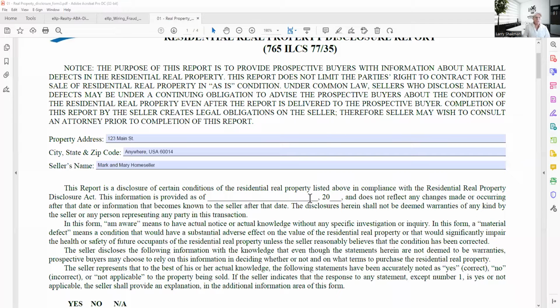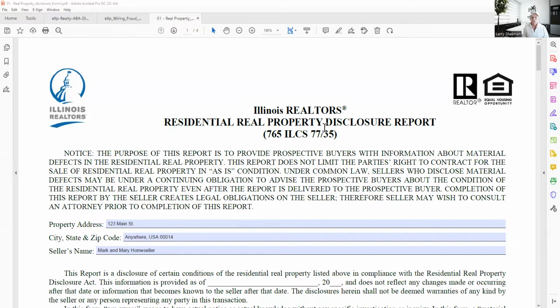I'm going to bring up the real property disclosure and let's take a look at that. So you should be looking on your screen now at the residential real property disclosure report. And this report is going to provide prospective buyers with information about material defects in the property. So anything you know about the property that you think that buyer should know, then you are going to want to disclose that. Remember, full disclosure is always the best way to go.